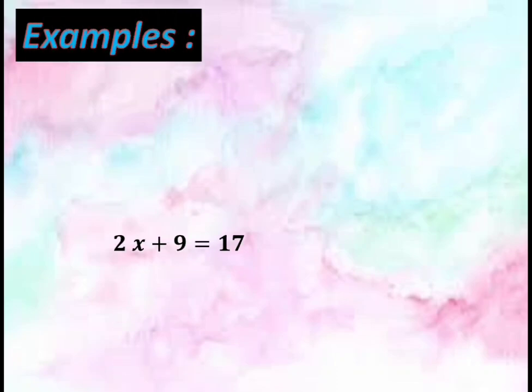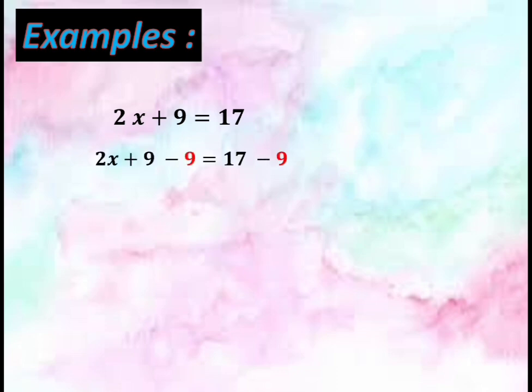Let's see another example. Here I have two operations beside x. 2x plus 9 equals 17. First of all, I'll get rid of the positive or negative number beside x. So positive 9 will cancel if I make minus 9. To get rid of positive 9, I'll make minus 9. But I must make the same operation on both sides. So I'll put minus 9 on both sides.